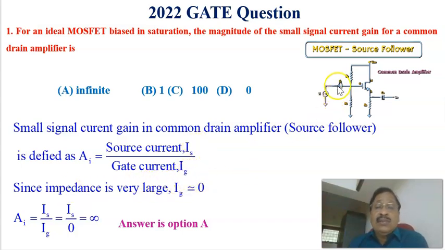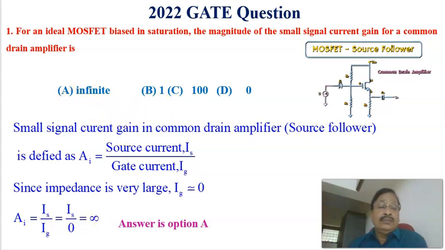Since the impedance at the input side is very large, the input current is negligibly small, that can be approximated to 0. Since the input current is approximately 0, the ratio of Is by Ig will become infinite. Therefore, the answer is option A, that is the small signal current gain for a common drain amplifier is infinite.